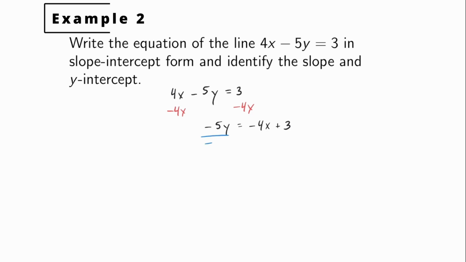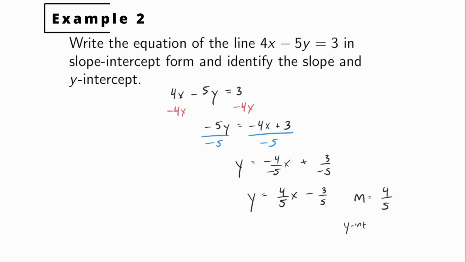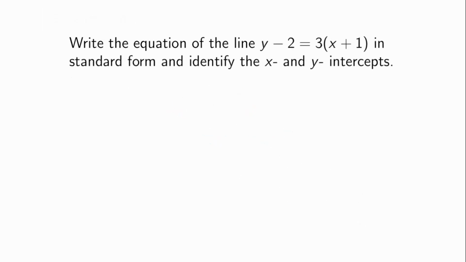And I need to divide both sides of the equation by negative 5. When you have two terms, you divide each term by negative 5. So we have y equals negative 4 over negative 5 x plus 3 over negative 5. We can simplify that a little bit. Negative 4 over negative 5 is just 4/5. And then we have minus 3/5. So the slope is the coefficient of x, which is 4/5. And the y-intercept is the constant term, which is negative 3/5.